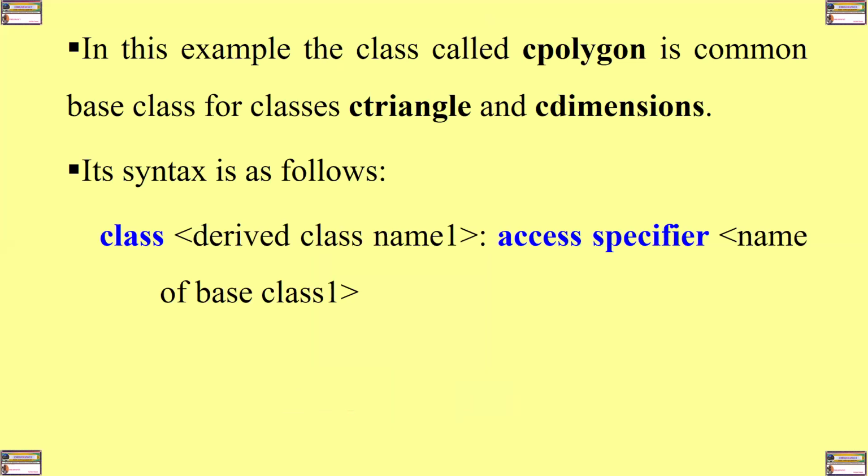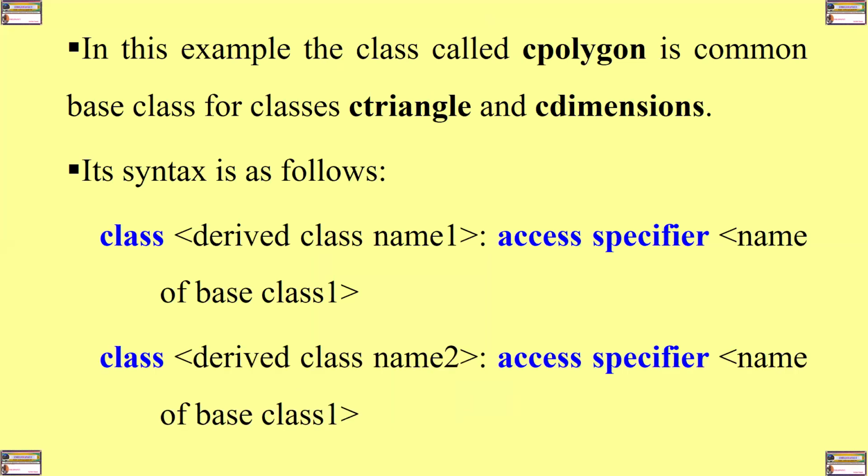Its syntax is as follows. So we have the reserved word class, then derived class name 1, colon, access specifier, name of base class 1. And then we have our second derived class. So we have class derived class name 2, access specifier, then name of base class 1. So you can see that both of them are sharing the base class 1.